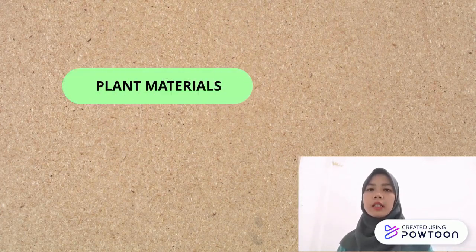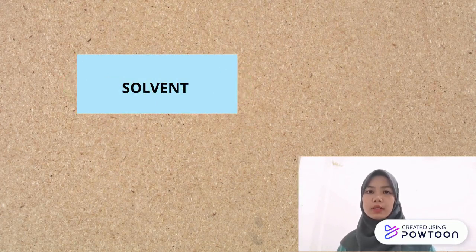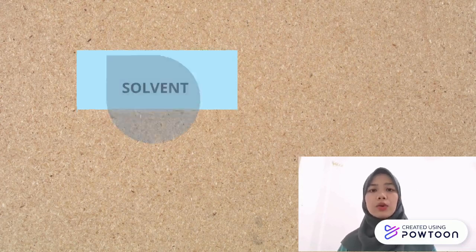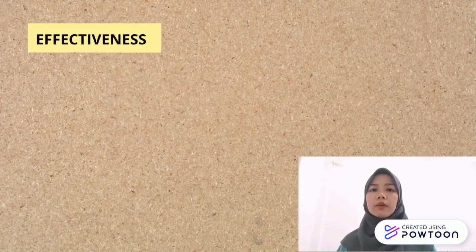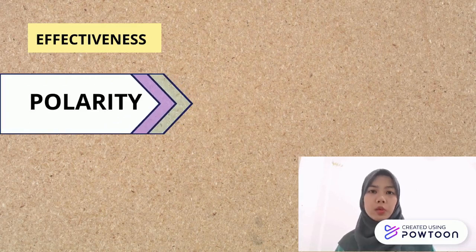During solvent extraction, the plant materials are covered by a solvent and dissolved into it. Once the solvent absorbs the essential oil, the resulting extract is evaporated, so only the plant oil is left behind. The effectiveness of a given solvent at dissolving the solid depends on its polarity.